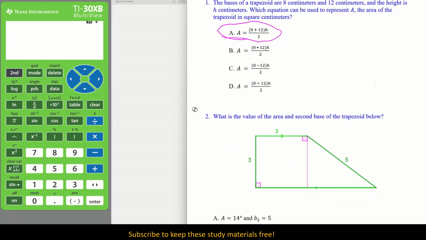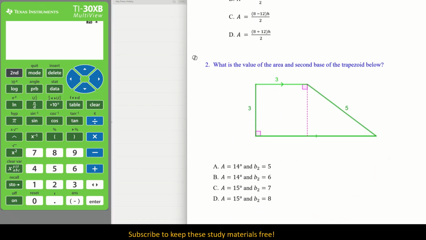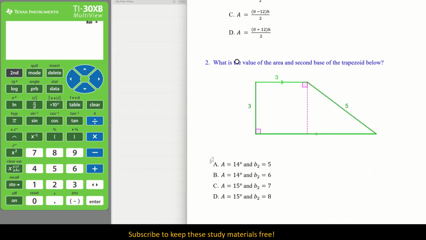Now let's look at number 2. What is the value of the area and second base of the trapezoid below? They mean the bottom base. When I read that, I kind of laughed. I was like, are we playing baseball? But anyway, we can move on now.